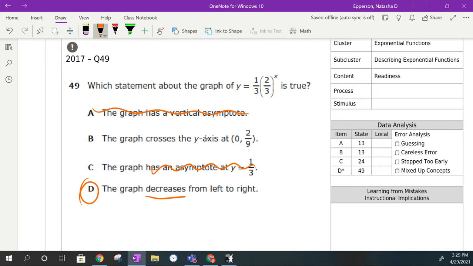So I'm not even going to bother checking whether or not it crosses the y-axis. I think what they're saying is that that's the y-intercept, in which case the y-intercept is 1/3, so that's most definitely not our answer either.